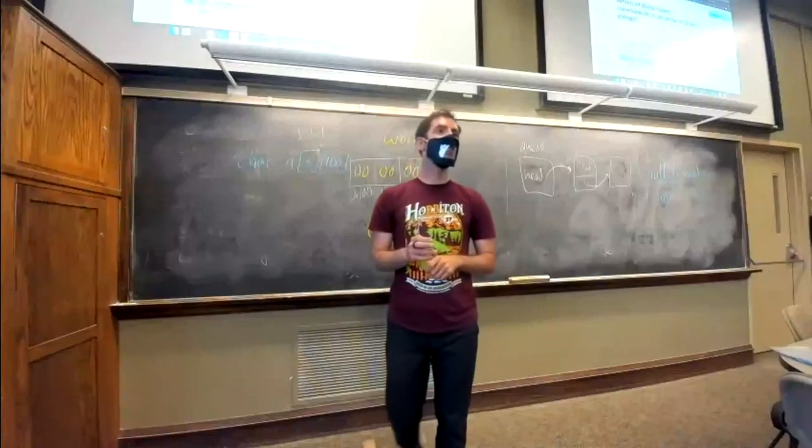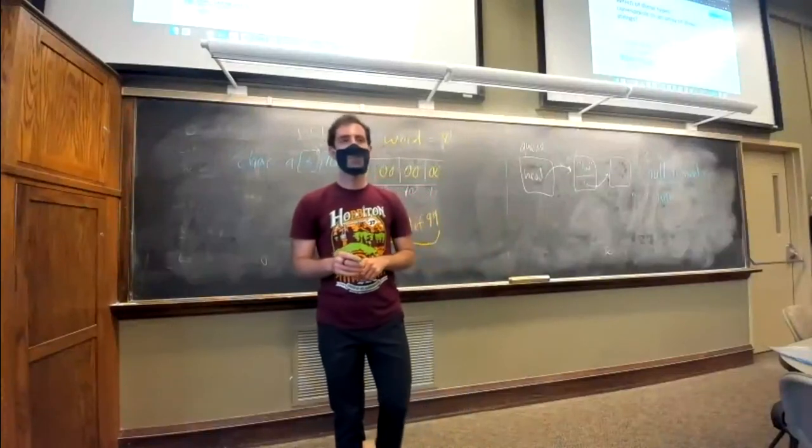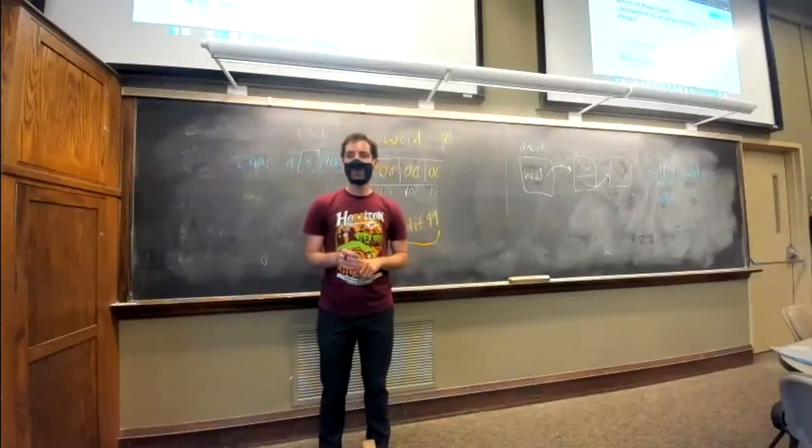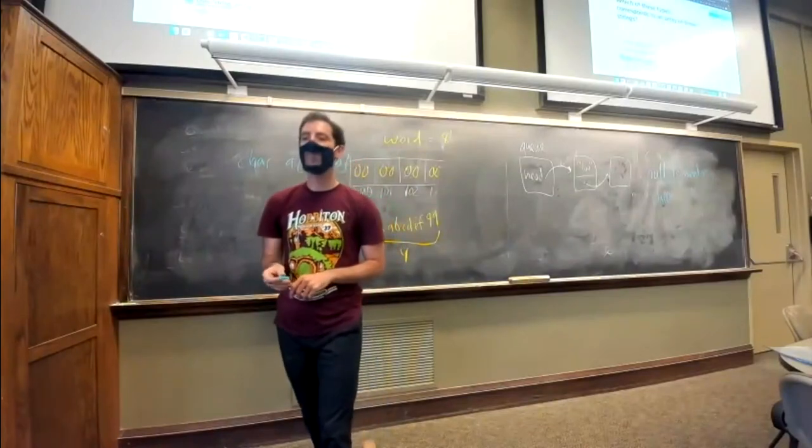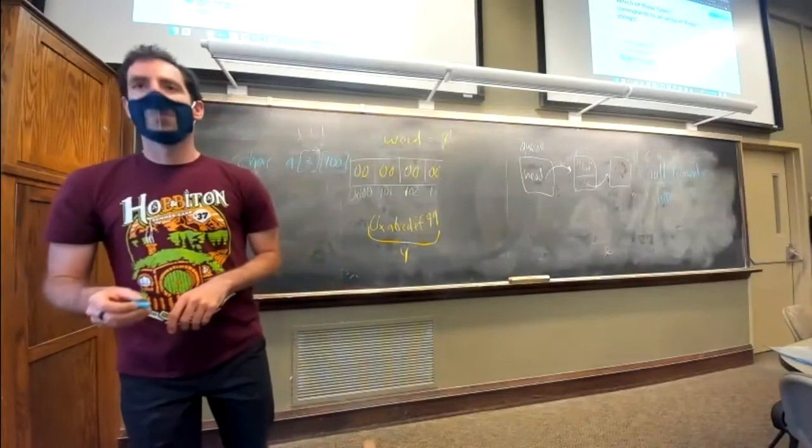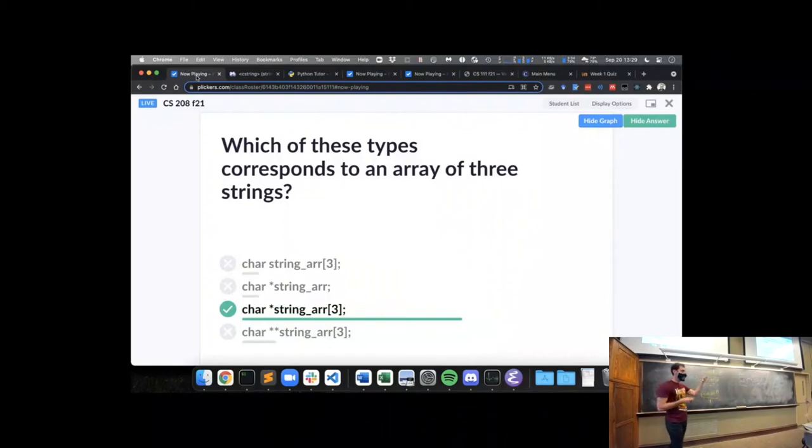Yes? So we've kind of gone over what A and C would be. Do you mind saying what B and D would be if we wrote them that way? Yeah, so B would just be a single pointer to a character. It'd just be a single string. It's not actually an array at all.